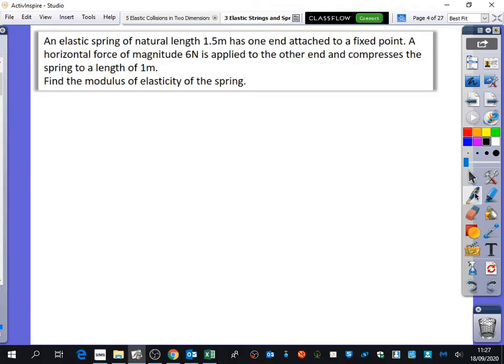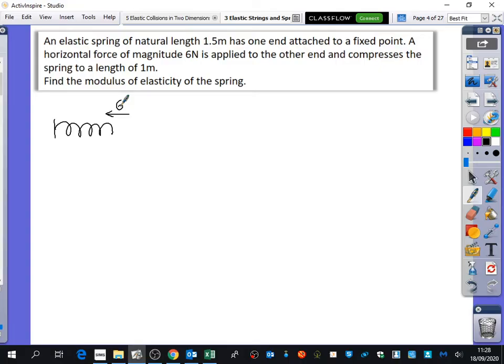So is it going up or down or left and right? Left and right. So we're going to have one bit where the spring is attached. When I do springs, you can just do straight lines, but I always do spring shapes just because it reminds me that it's a spring. You don't have to. So we've got a spring and it's been compressed with a force of 6 newtons. So there's a force pushing it inwards with 6 newtons like this.